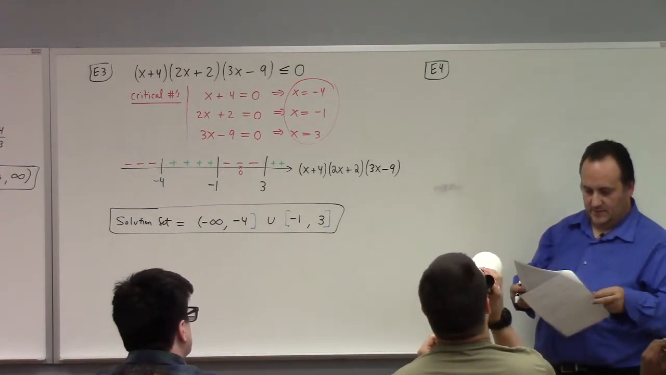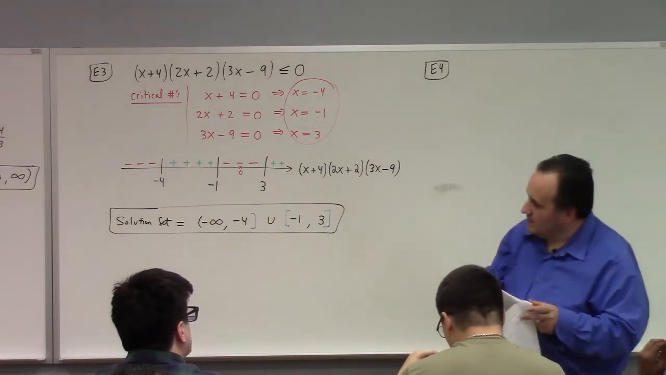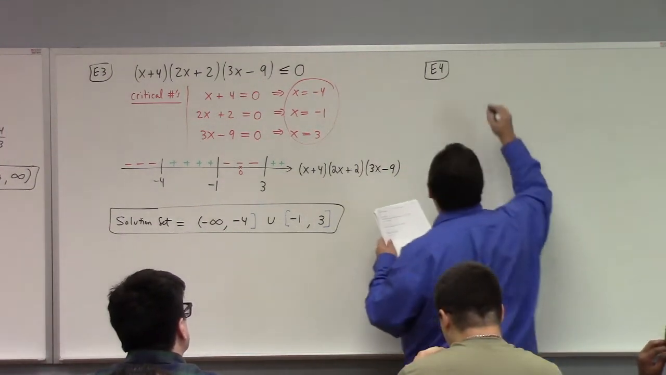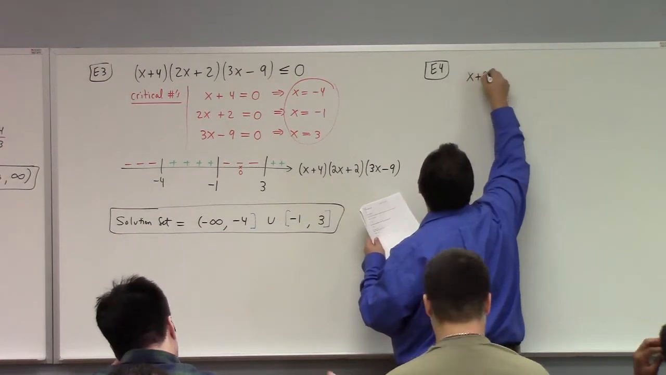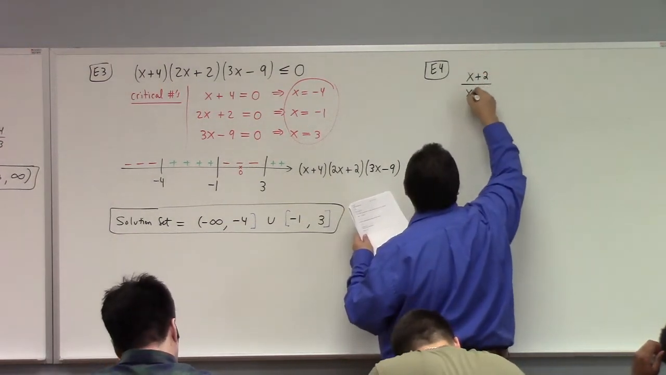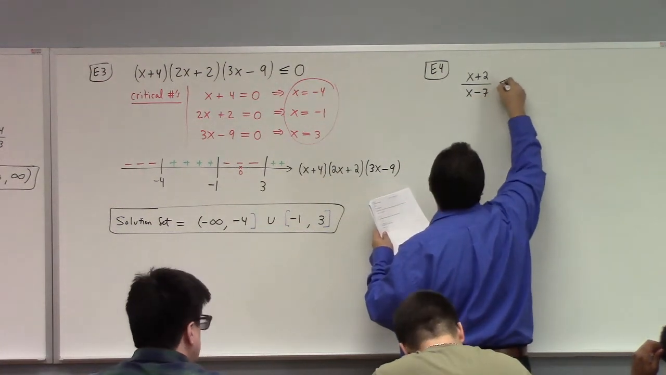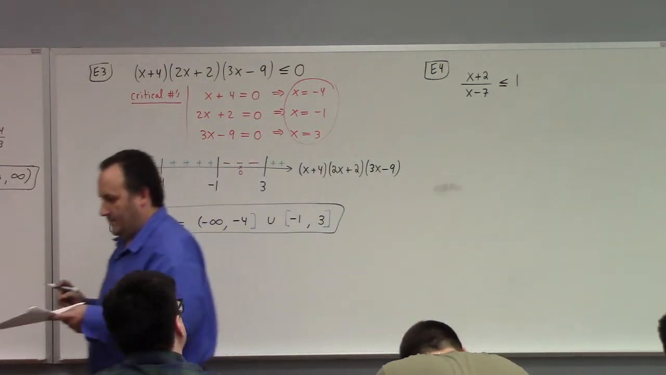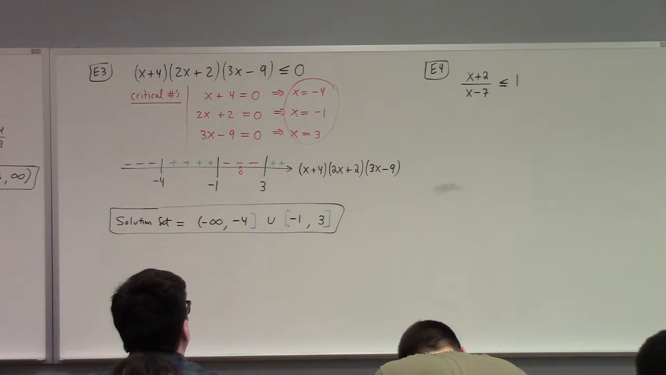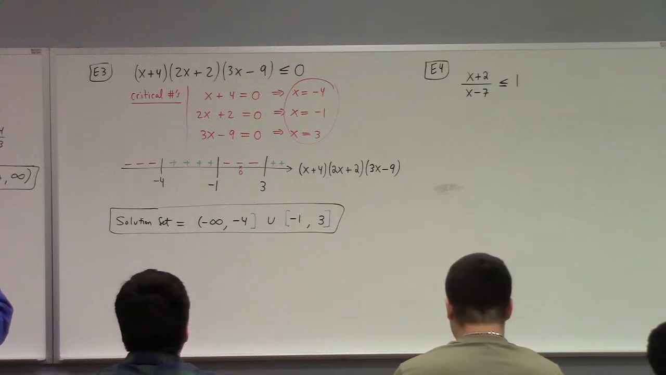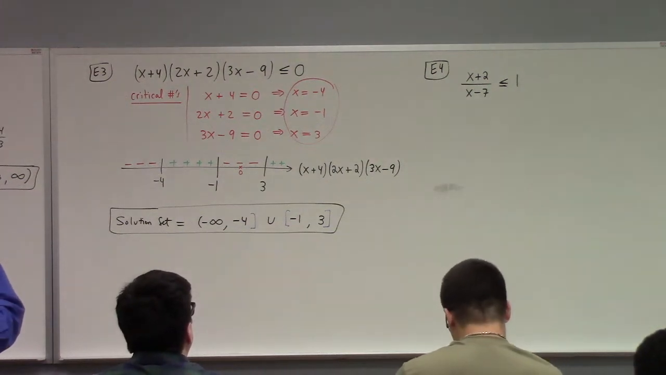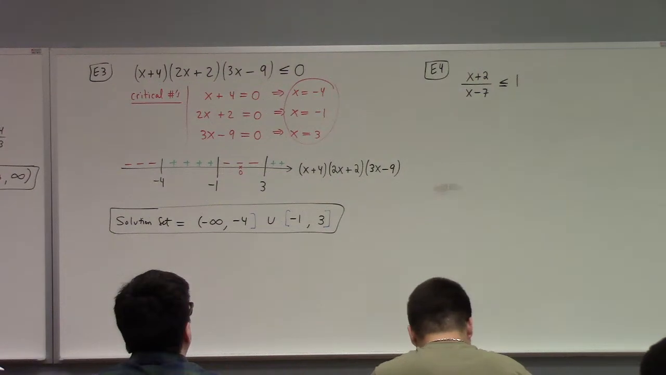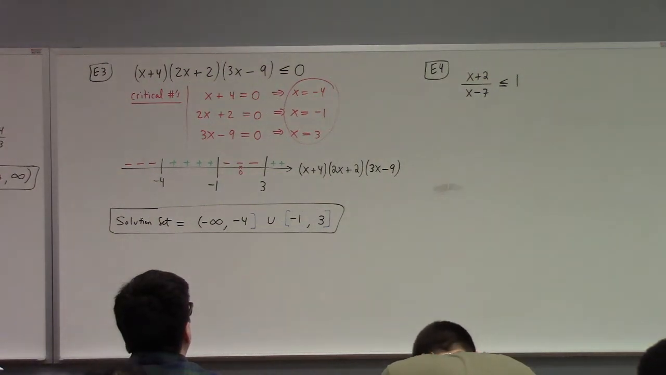All right, let me find, let's see here, I should do another one of these. This is like number 13, x plus 2 over x minus 7 less than or equal to 1. So what do we want to do? It's kind of the same problem as example 1, right? What do we want to do to it? We want to move the 1 over. Ooh, I haven't done that one yet.